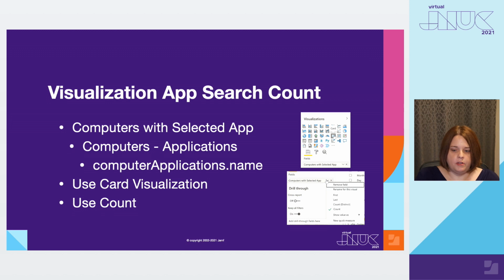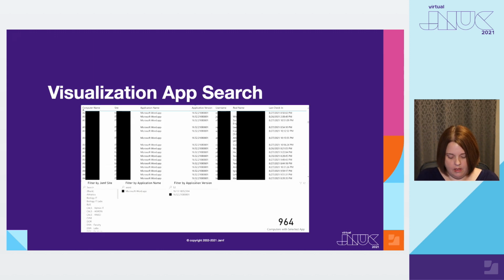If you create that visualization by default, it's going to use the first name. I don't know why that is. It seems kind of silly. But you want to go ahead and select the little drop-down arrow in the visualization box and select count. And that's what's going to give you the actual count of things.